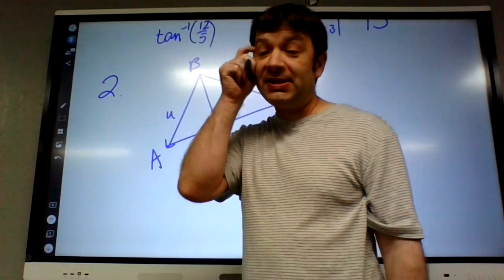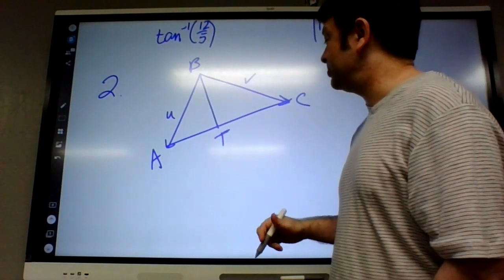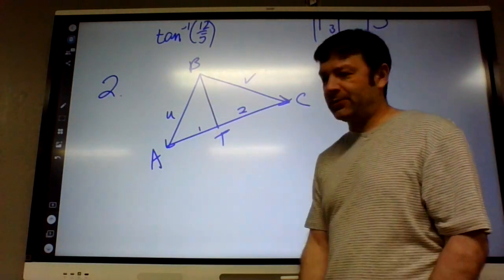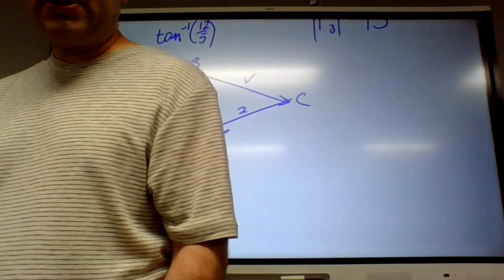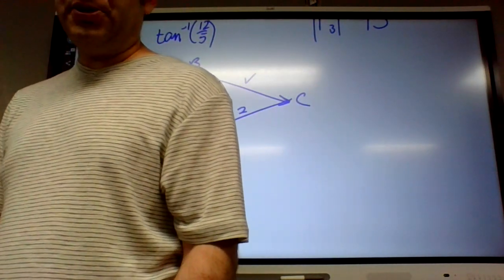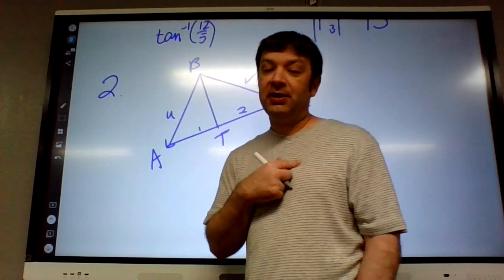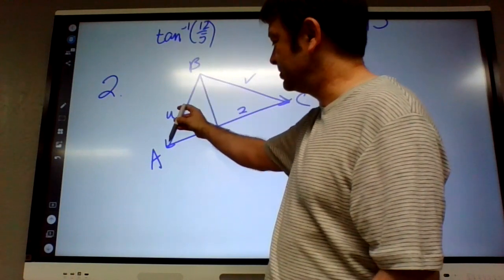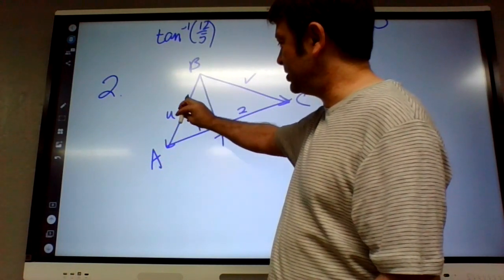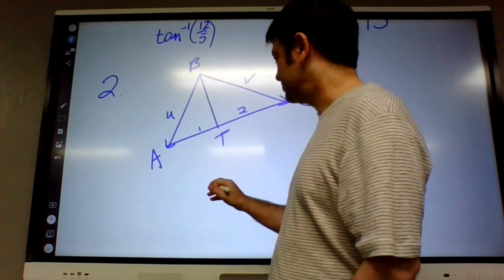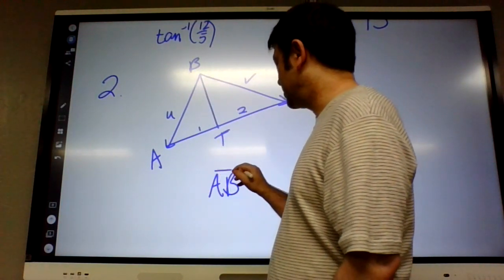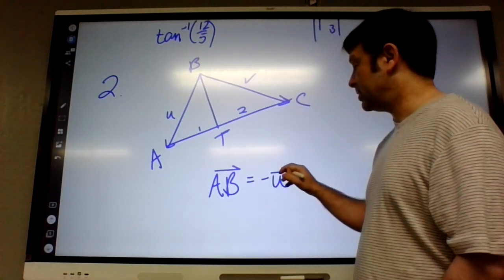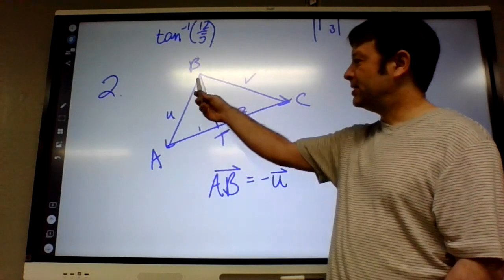Alright, so it says AT to TC is a 1-to-2 ratio. I didn't draw it quite right, but 1-to-2 ratio. That means this one is twice as long as that one. Okay, the first thing is using vectors u and v, how do you get vector AB? So vector u goes like this. How do I get vector AB? Well, it's just u backwards, so it will be negative u. Negative makes it go backwards.